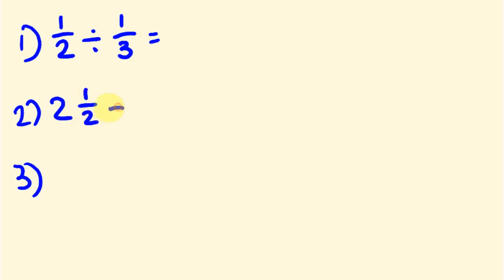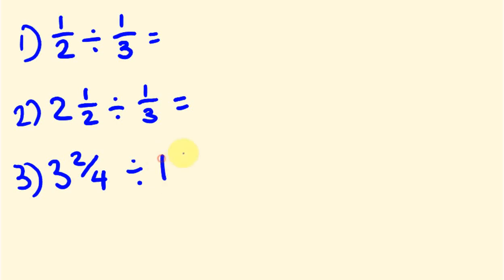So what is a half divided by a third? What is 2.5 divided by a third? Let's go the third theme. And we'll go 3 2/4. 3 2/4, same as 3 1/2, by the way, which is divided by, let's make this 1 1/3. Okay, we'll stick with the third theme. Okay, pause this, give it a go.